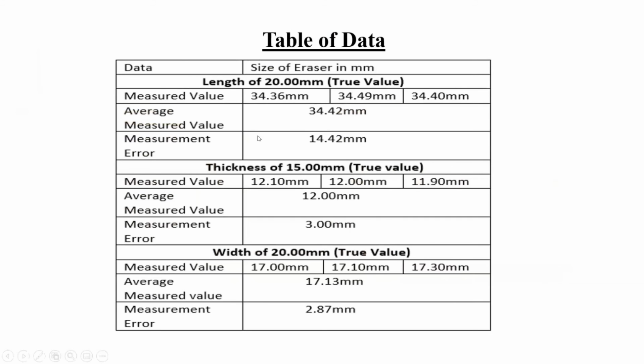These are the table of data that we collect. So for the length of the rubber, the average measured value is 34.42 mm, and the measurement error is 14.42 mm. For the thickness of the rubber, the average measured value is 12 mm, and the measurement error is 3 mm. Width of the rubber, the average measured value is 17.13 mm, and lastly the measurement error is 2.87 mm.